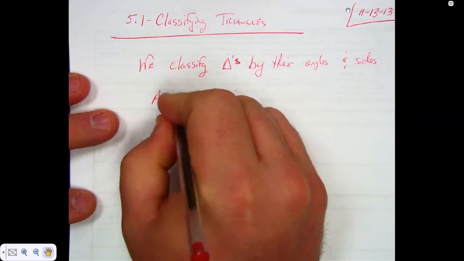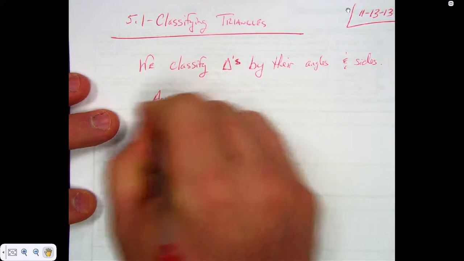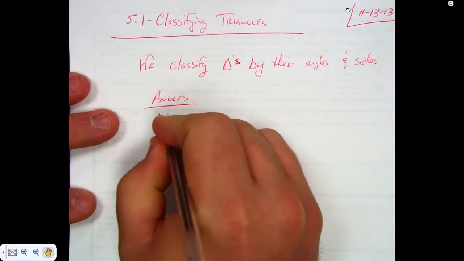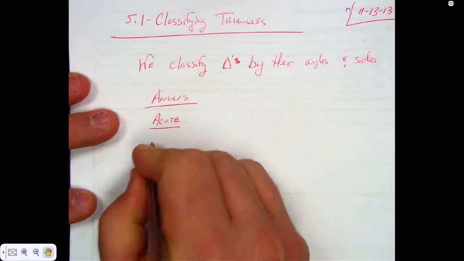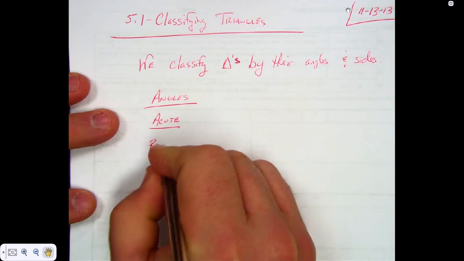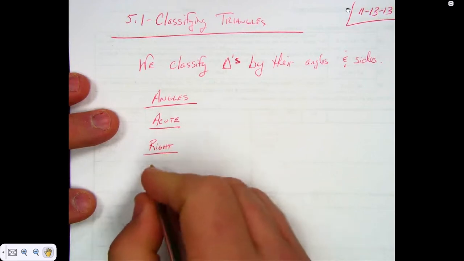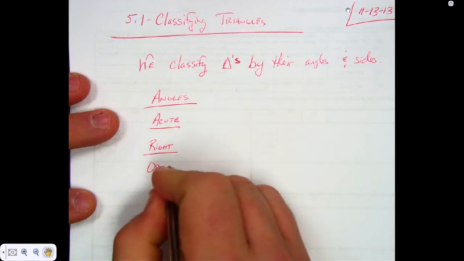When we classify them by their angles, they're either acute, right, or obtuse.